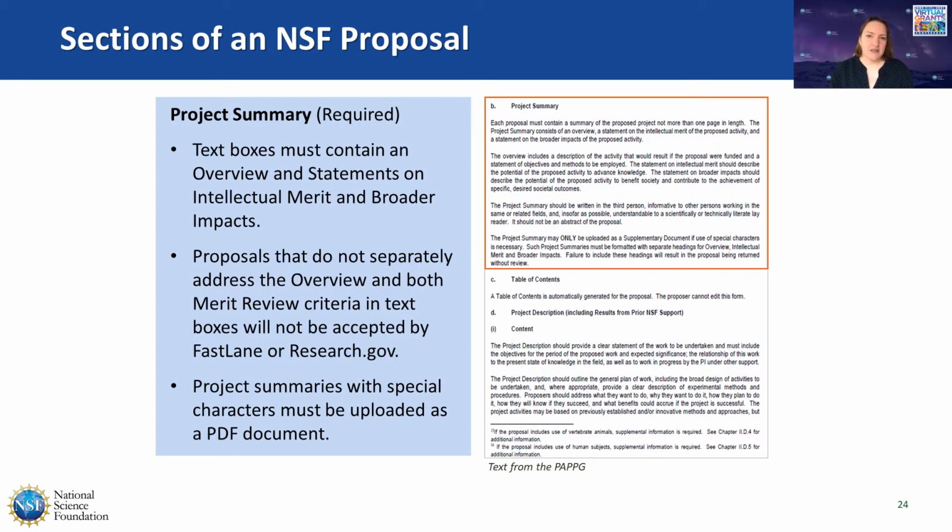Next comes the project summary. So this is a one-page document, and there are boxes for a summary of the intellectual merit, summary of the broader impacts, and an overview. And it's important that you have each of these pieces filled in. If your project summary has some special characters, this happens a lot in math or engineering, then you need to upload this as a separate PDF document.